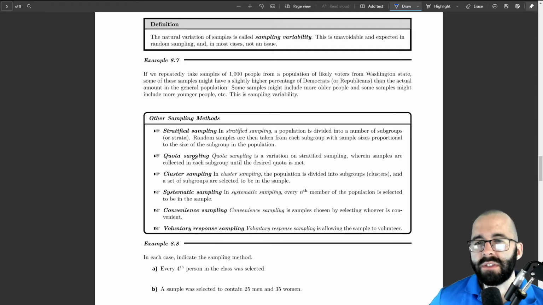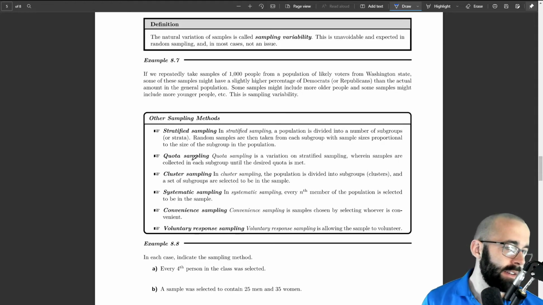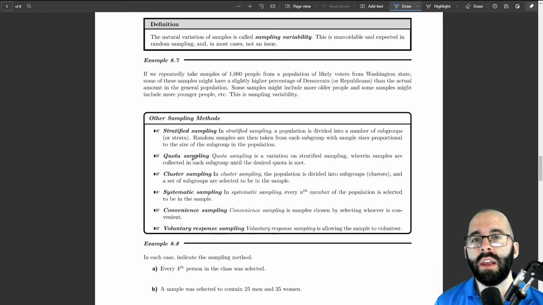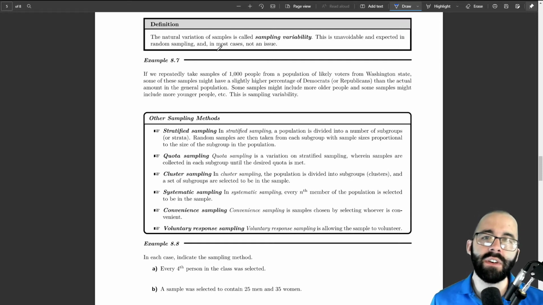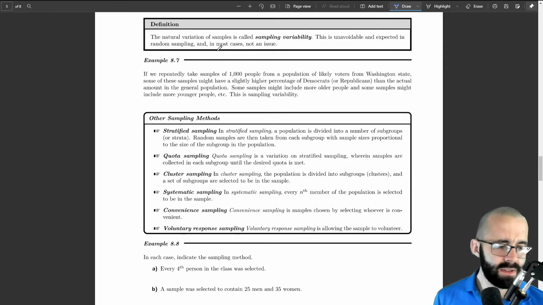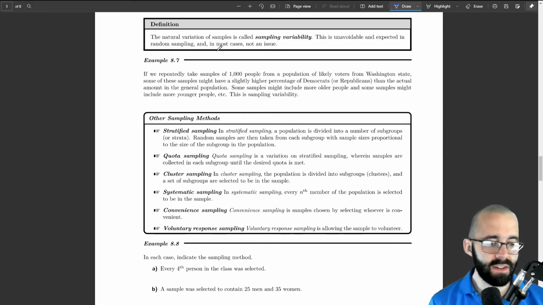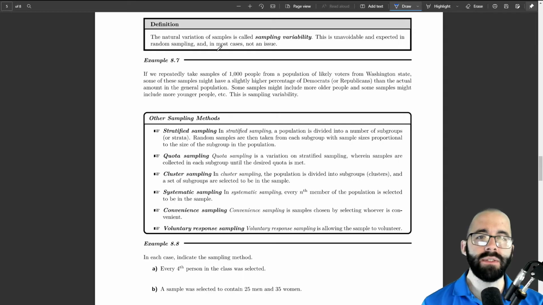So, the natural variation of samples. Even if I use simple random sampling, think smaller. Let's say the population is all of you guys in my class, and I sample 5 people out of my class. Well, every sample is going to be different, and so the data from each sample is always going to be different. And so that natural variation of samples is called sampling variability, and it's unavoidable, and a lot of times it's expected and not an issue. Okay, there are some cases where it could be an issue, but usually it's not. It's just what happens. It's random.